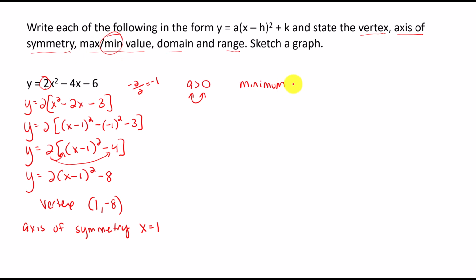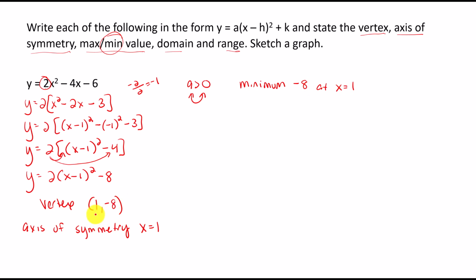But the minimum value is going to be the -8. That's the lowest value on my graph, and it occurs at x equals 1. So understanding that is important. The minimum value is -8. It occurs at 1. So the vertex is a minimum location.